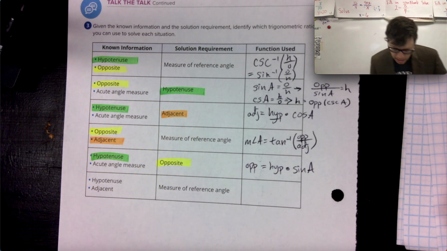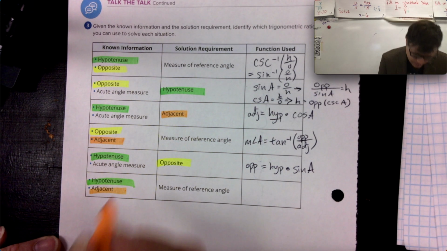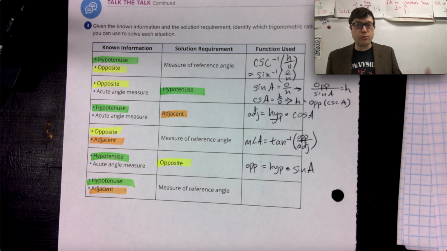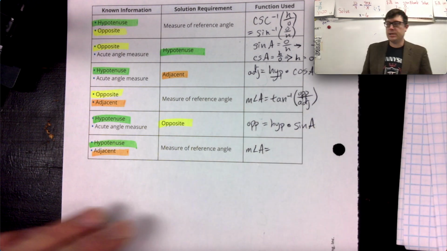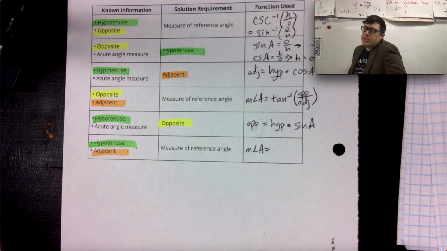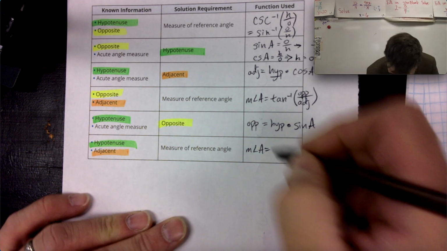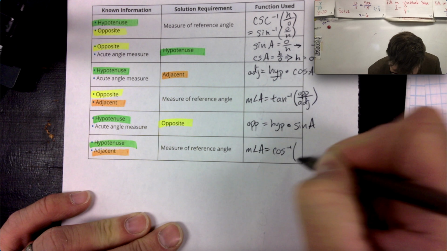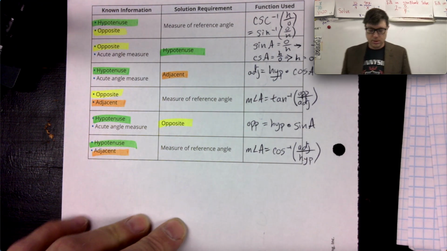Last one. Hypotenuse and the adjacent side. And we want to know the measure of the reference angle. So the measure of angle A, let's see, hypotenuse and adjacent side, thinking SOHCAHTOA, is cosine. And also I don't know the angle, so it's cosine inverse of the adjacent divided by the hypotenuse.